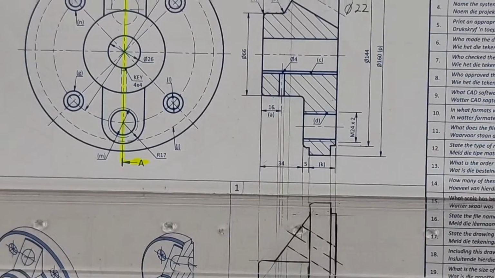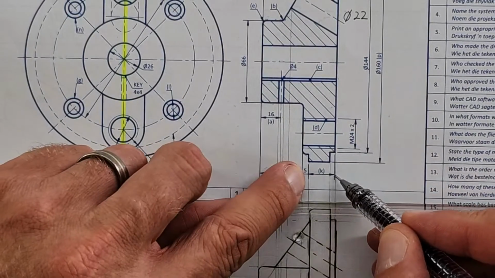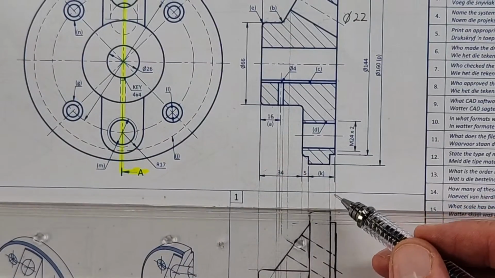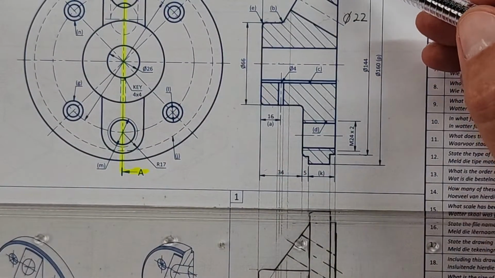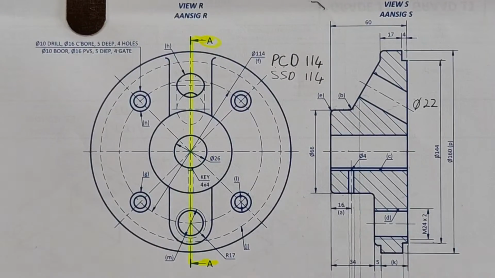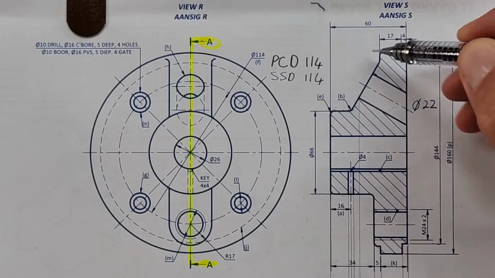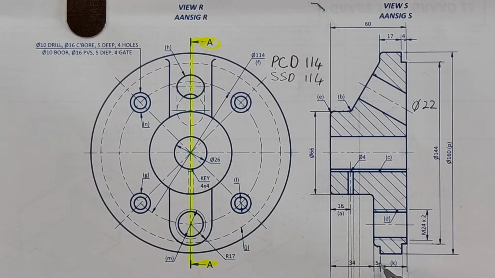Then the next one, K. Let's find K. Okay, there it is. It's this distance here. Alright, so if I look at that, and I look at what is here on top, I'm going to try and calculate it. What do I have? I've got 17 plus 4 is 21, right? Now if I come down here, now I've got 5 here, so 21 minus 5 leaves me with 16. K is 16, alright?